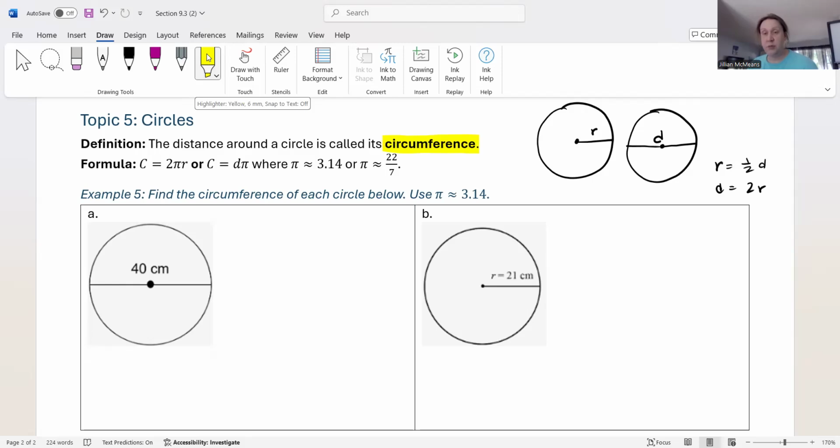Now, these formulas do involve pi. Pi is a Greek letter, and it's an irrational number, meaning it never terminates, it never ends. It's a decimal that just keeps on going and going. That's not terribly realistic for us to use, so instead we'll use approximations for pi. Two really common approximations for pi are 3.14 or 22 over 7.